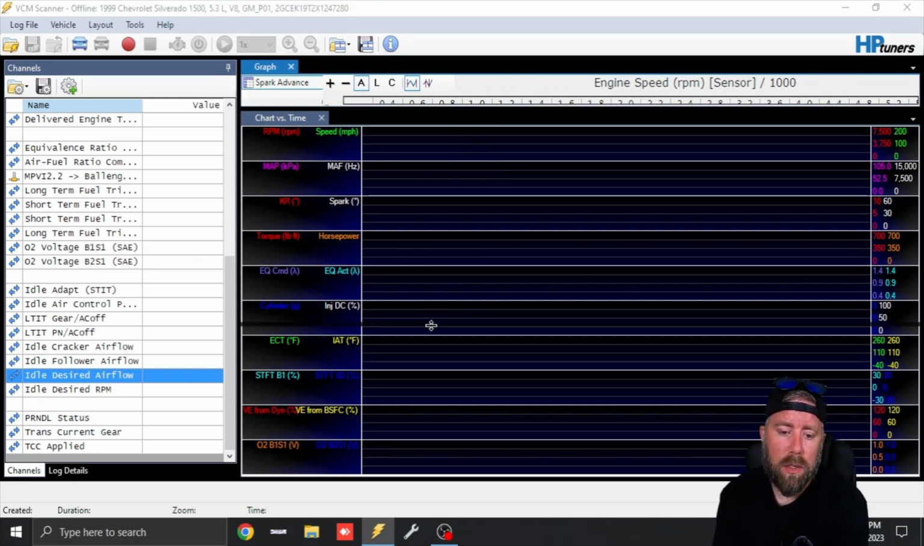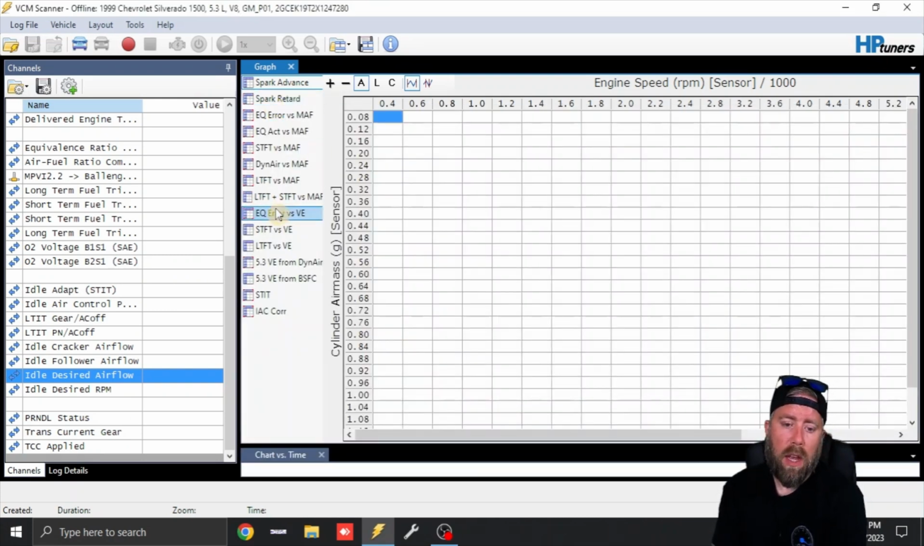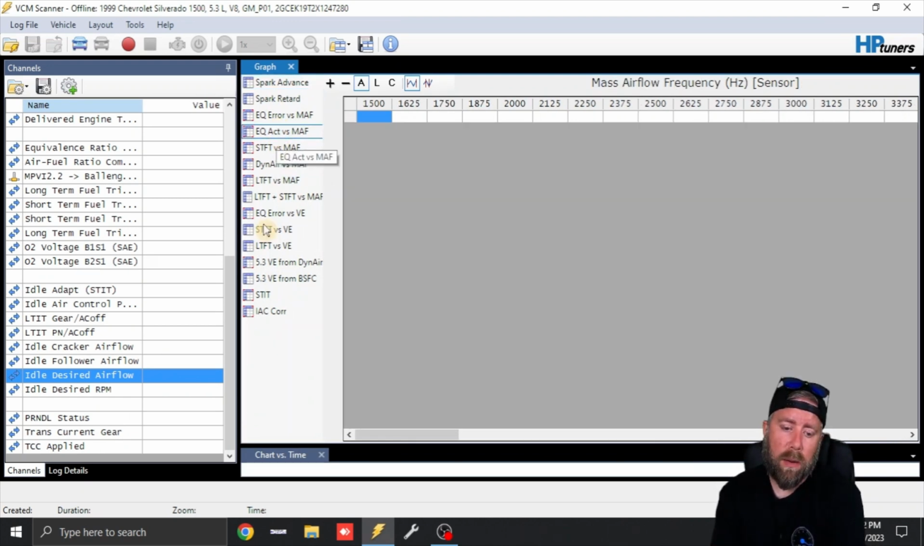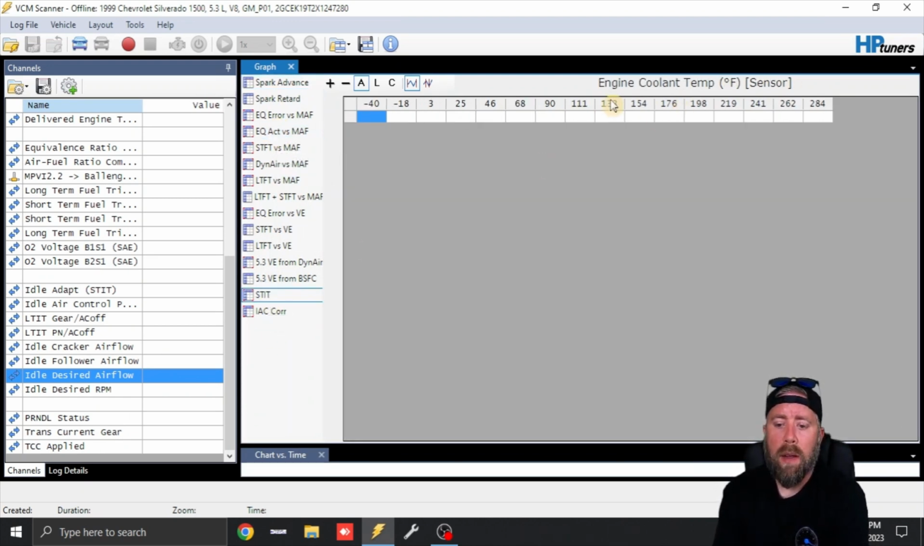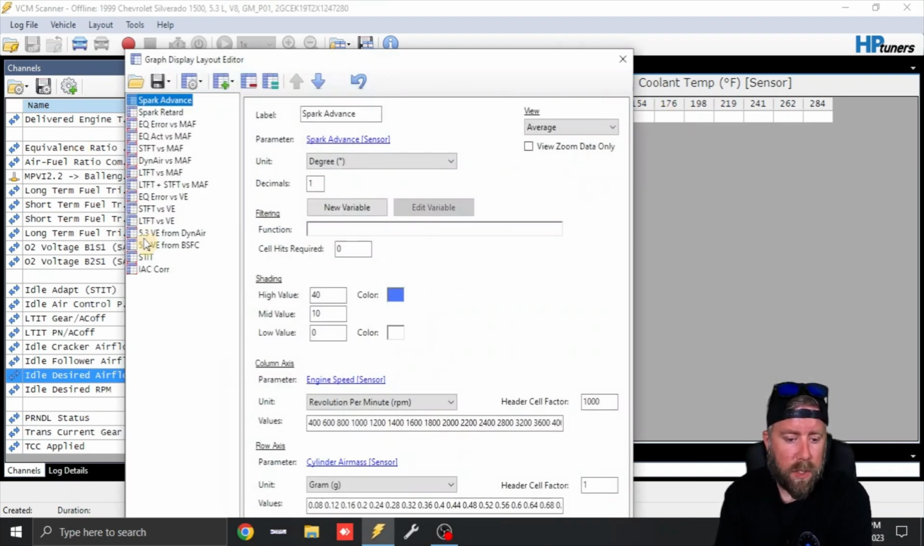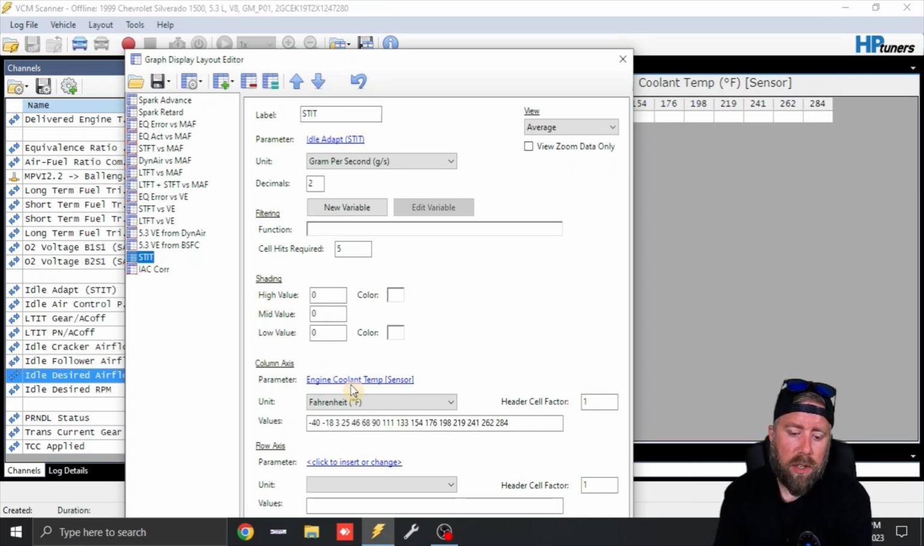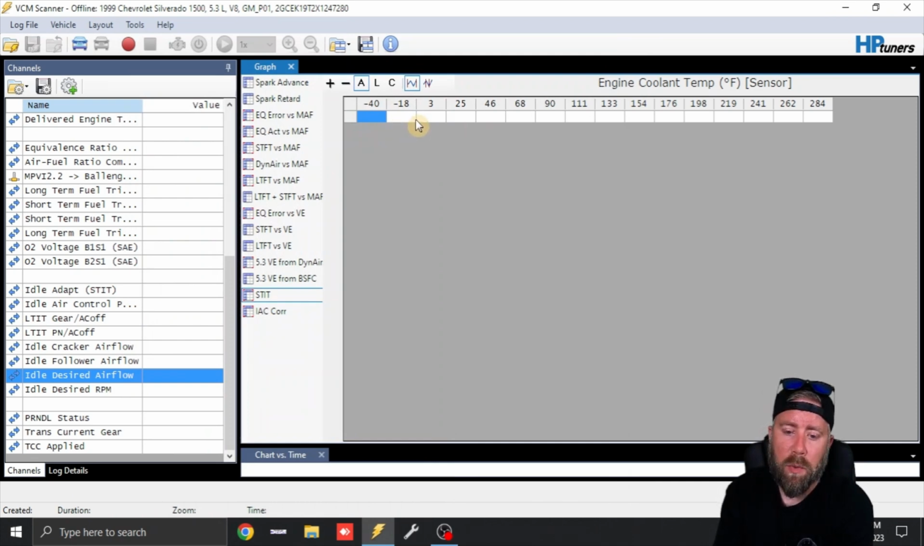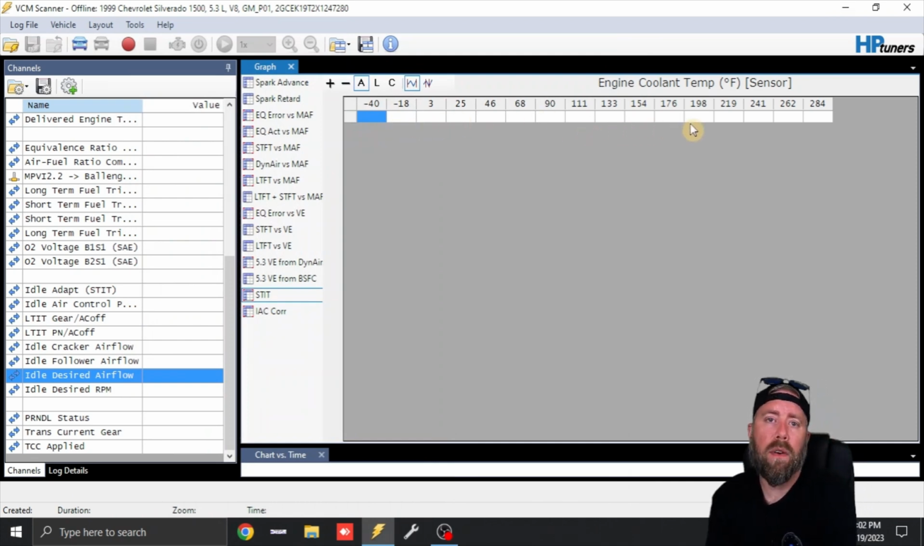And if you want to screenshot my channels, this STIT is the axis from your base running airflow. You can just right click, hit graphs layout, go to STIT, and you'll see that your column axis is engine coolant temp. These numbers come straight from your tune. If you set your parameter as STIT, then as you warm the vehicle up, this is going to tell you how far off you are.